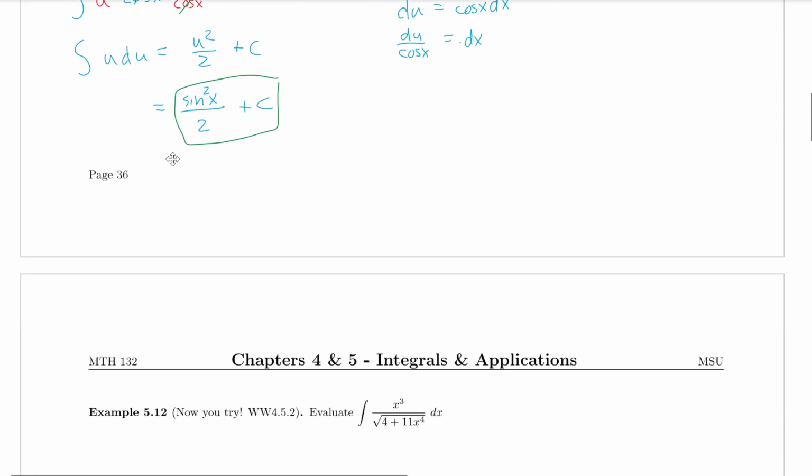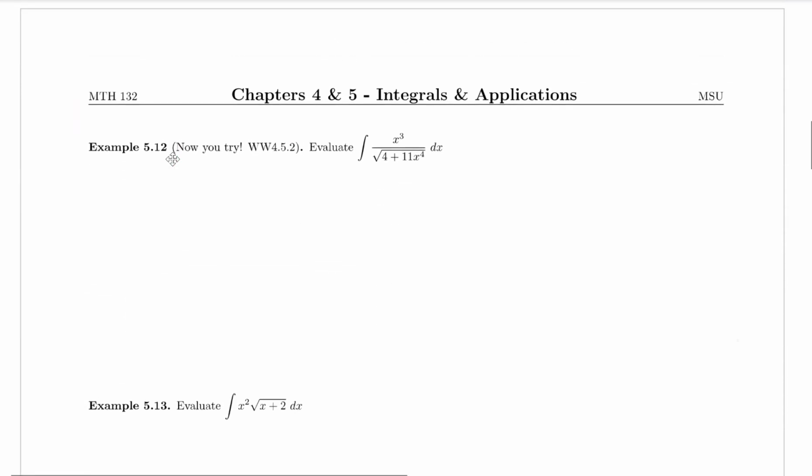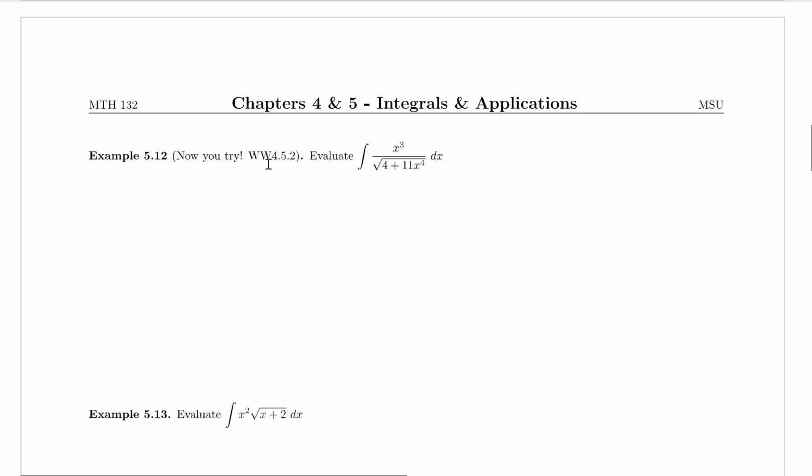All right, let's take a look at the next example. So this is the WeBWorK problem from the section 4.5 WeBWorK, and it's number 2 in the WeBWorK problem. So again, what we're going to want to do is choose our u to be whatever's inside of the most complicated part of the function. So we're going to choose our u to be 4 plus 11x to the 4th.